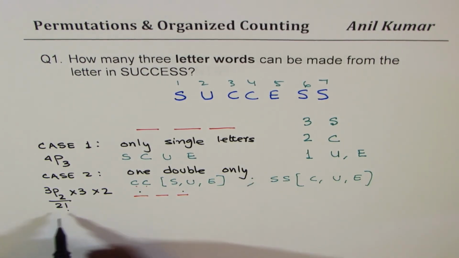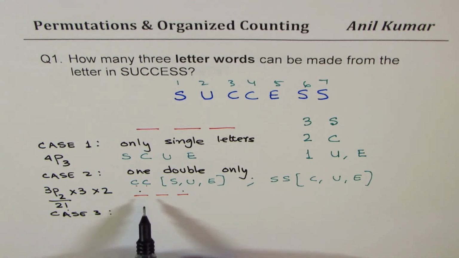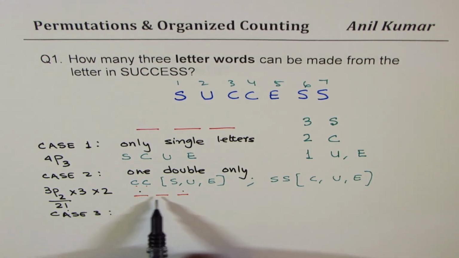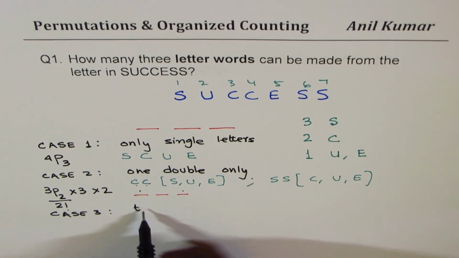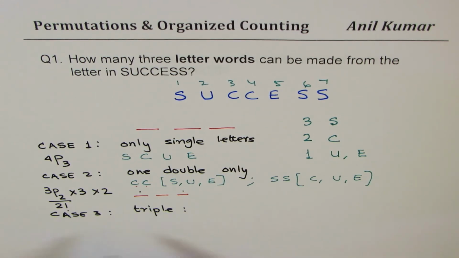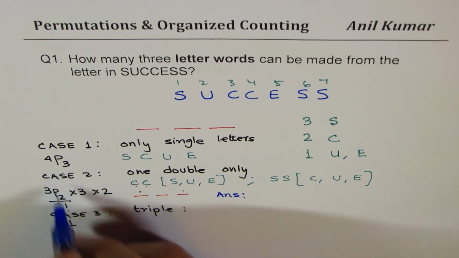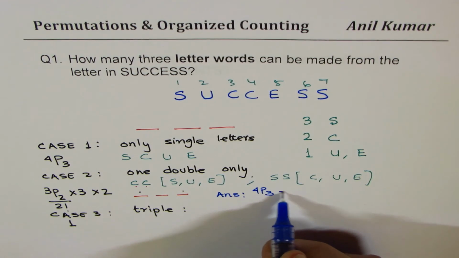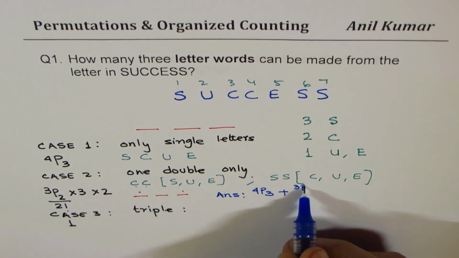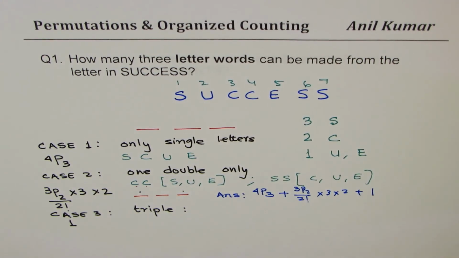Now let's talk about case 3. So in case 3 we have a triple. Because we cannot have two doubles, right? We are only limited with 3 positions, so we can have a triple. Triple combination is only 1, right? So which is only 1 for us. Is it okay? Now combining all, we get our final answer, right? So we can combine all this. So we get our answer as total of all this, which is 4P3 plus 3P2 divided by 2 factorial times 3 times 2 plus 1. You get an idea, right?